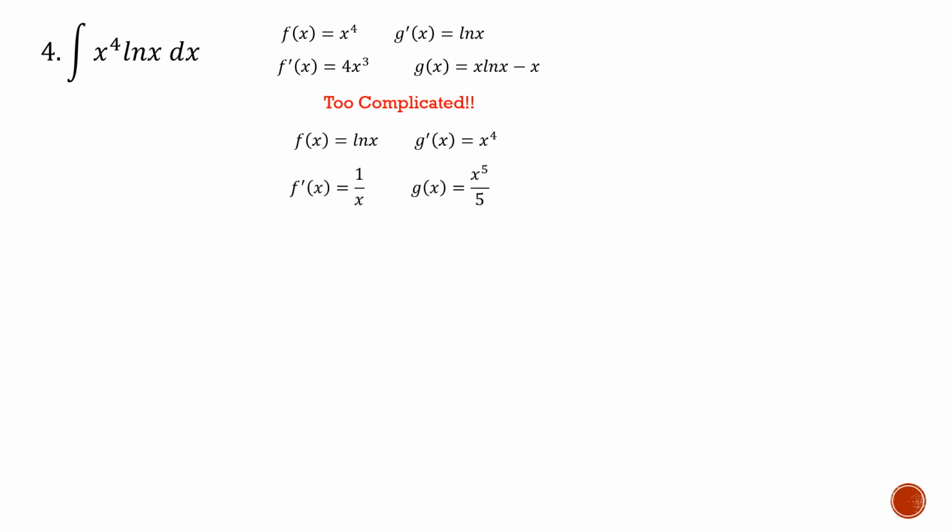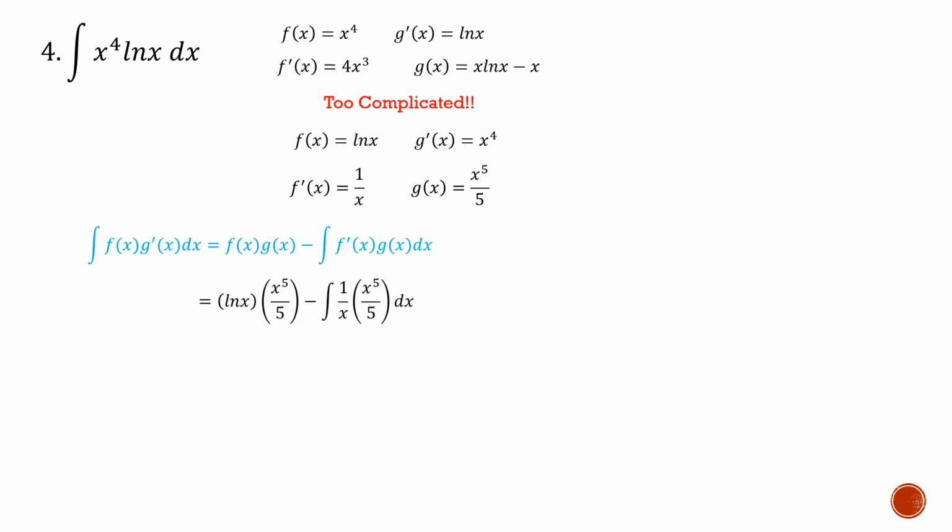Find the derivative of f of x, get 1 over x, and the antiderivative of x to the fourth is x to the fifth over 5. Okay, this seems to be a little bit easier to work with. Write down my formula. Put down the proper information, simplify, and I simply have the antiderivative of x to the fourth, which is quite easy to do. And there we go. Antiderivative.